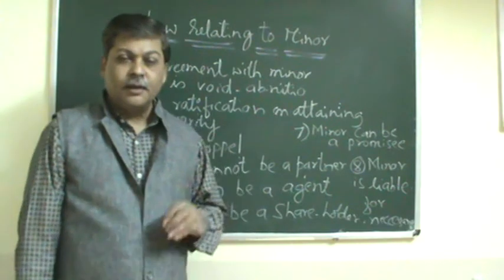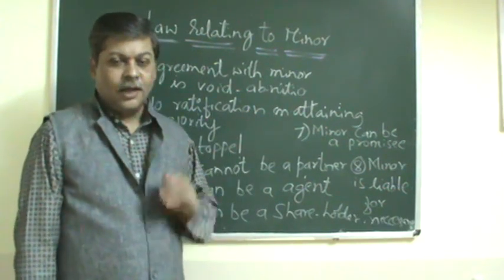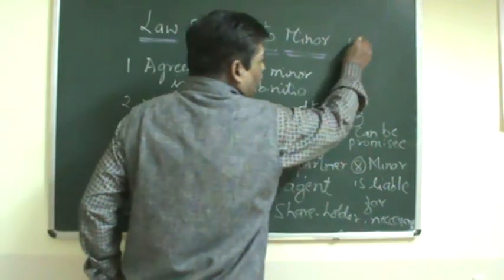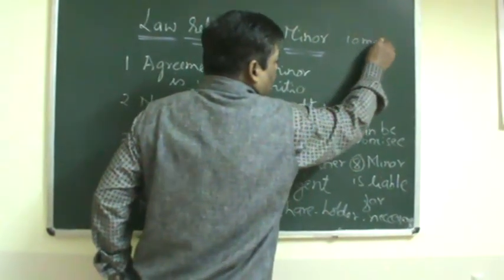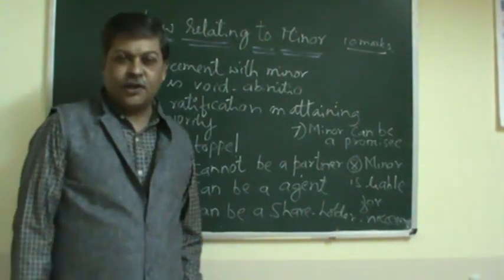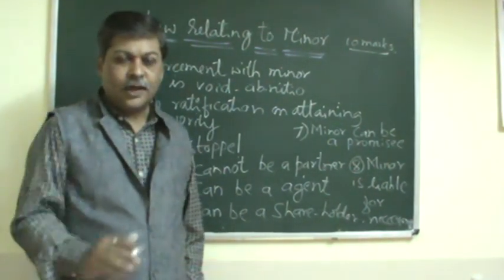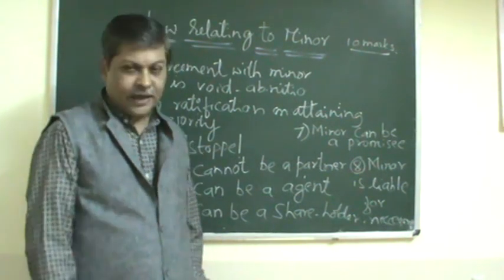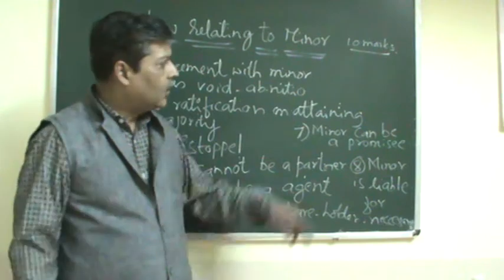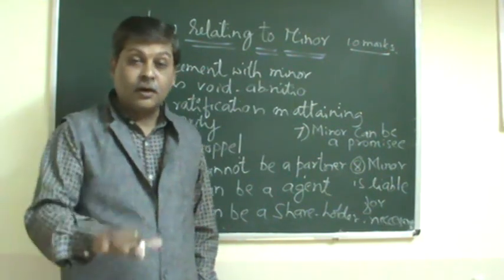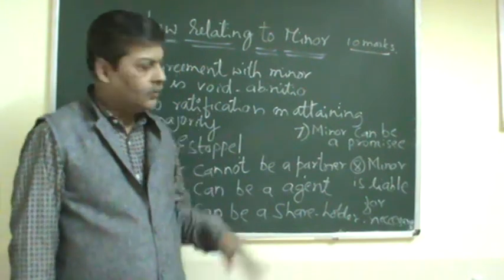Now I come to the main question here, the law relating to the minor. What is the law laid down in the Act? It is a 10 marks question from your examination point of view. They will ask you who is a minor and state the law relating to the minor. So this will be the question from your examination point of view. You have to prepare it for 10 marks.